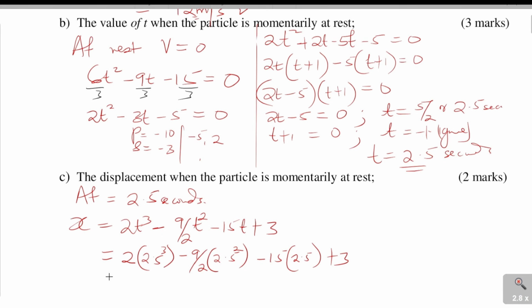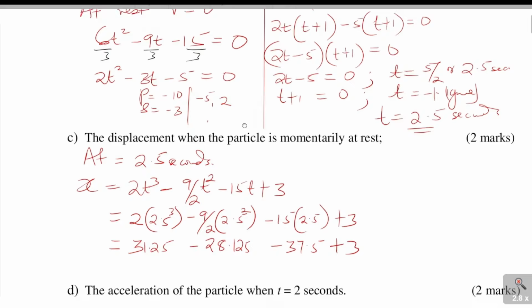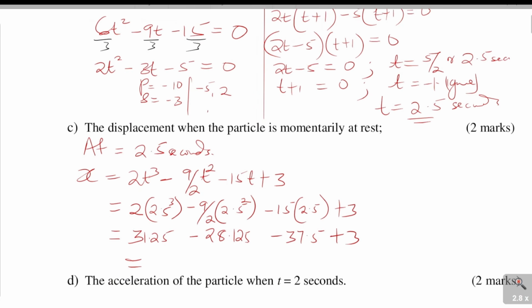So when you work out these using a calculator, for this one you get 31.25. Then 9 over 2 times 2.5 squared, that will give 28.125. And then 15 times 2.5, you get 37.5, and then plus 3, like that. And this gives, when you work out these using a calculator, you get negative 31.375 meters. So that is the displacement.